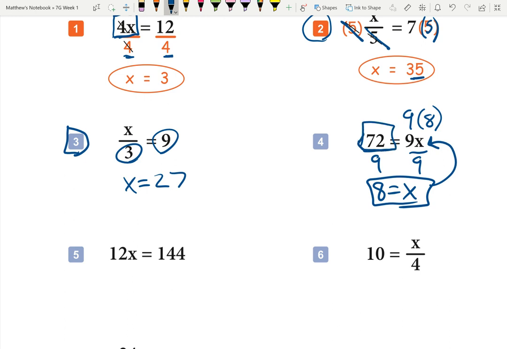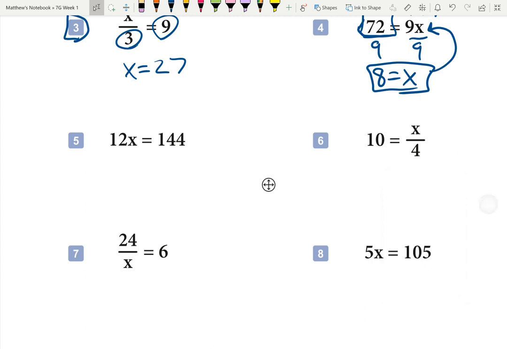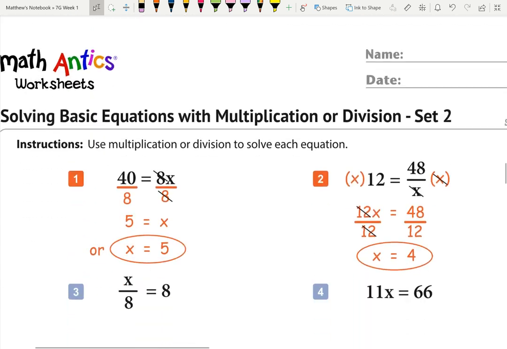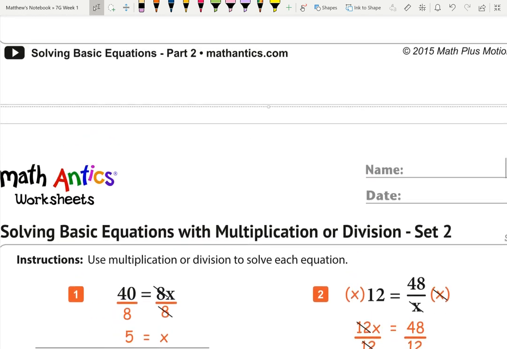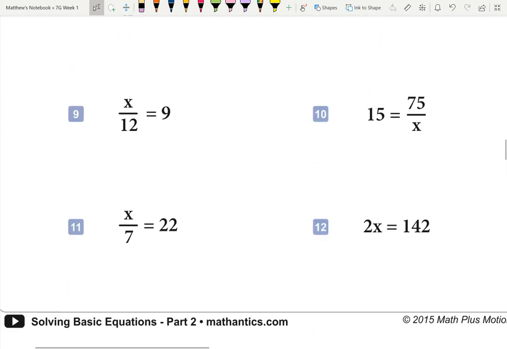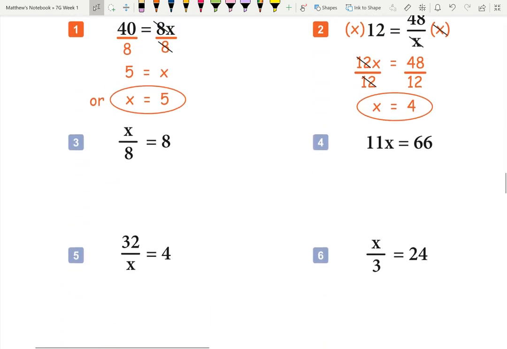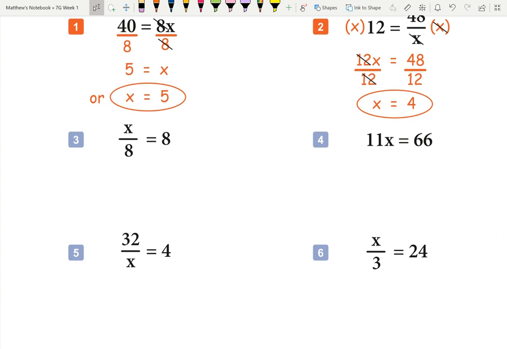All right? So go ahead and try the next few problems out here. And then also try out set 2. You're going to do just the even numbers for both this first page and this second page. All right, let's do one more problem together.